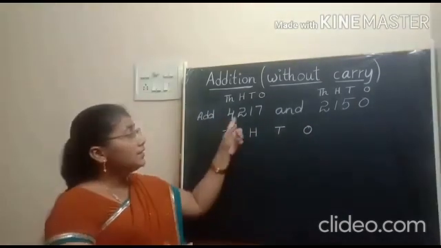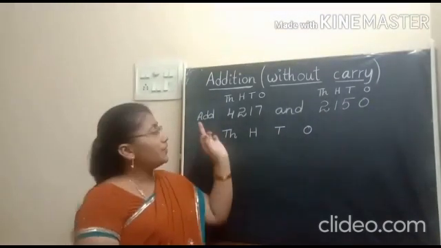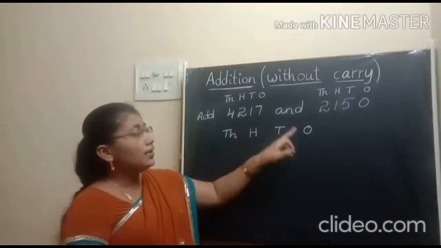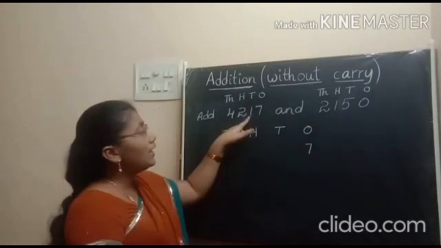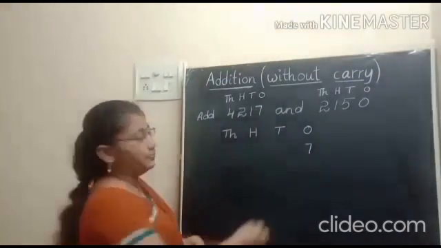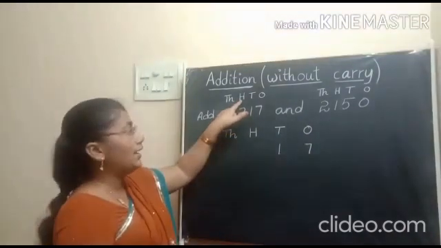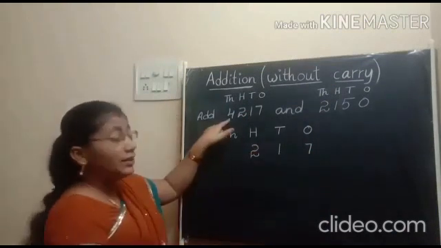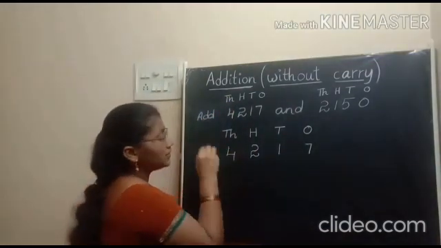Now we should write these numbers here. First we should start from the ones place. Here 7 is in the ones place, so we write 7 in the ones column. And 1 is in the tens place, so we write 1 in the tens column. Next 2 is in the hundreds place, so we write 2 in the hundreds column. And finally 4 is in the thousands place, so we take 4 in the thousands column.